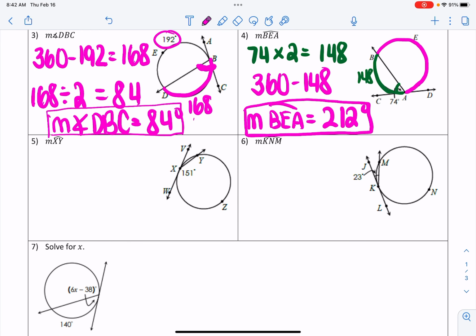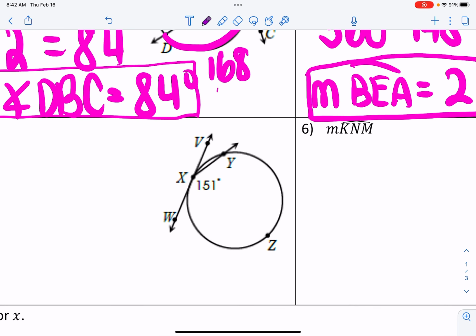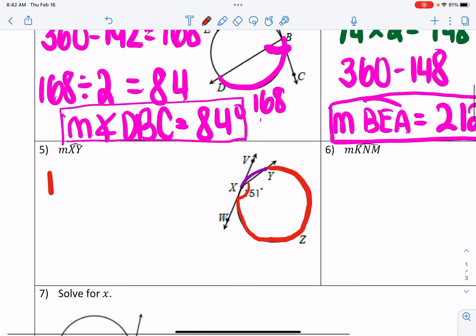For the measurement of arc XY, just be careful. That's a really small arc. That's this arc right here, okay? So again, we don't have the intercepted angle. What we do have is this angle right here is 151. I can find the measurement of that intercepted arc by doing 151 times 2. And so that's going to be 302.